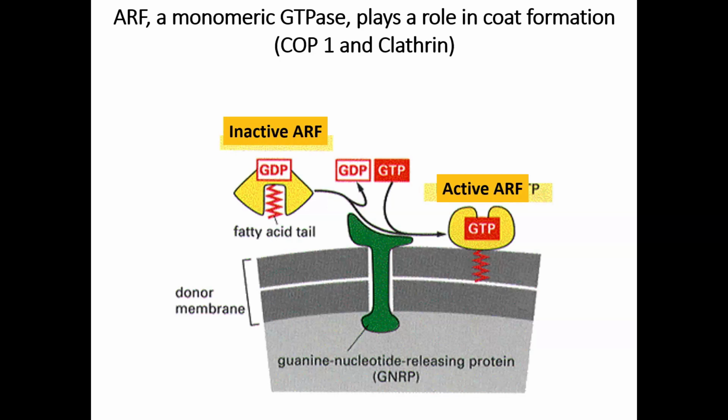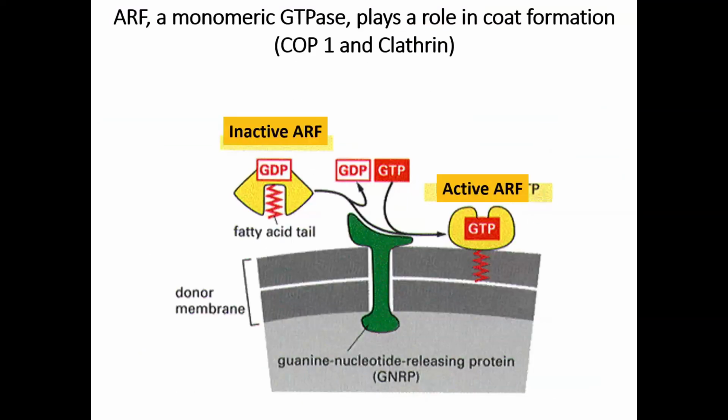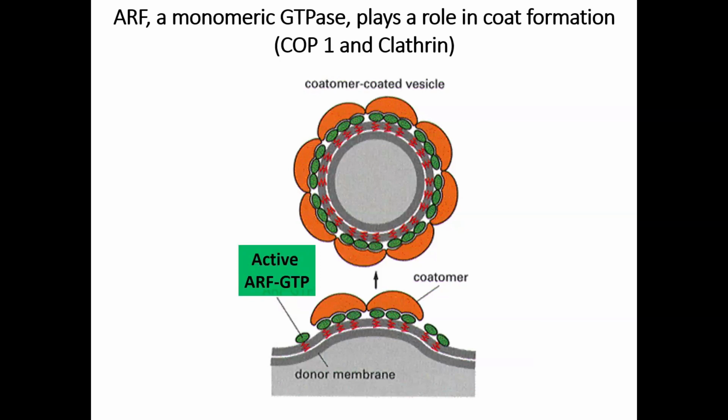And then on this scaffold, this is the anchor, and now on this scaffold, the other coat proteins assemble, which are the COP1 and the Clathrin proteins that we have seen right here in this chart. So the COP1 coatomer containing 7 different COP subunits, or Clathrin with AP1, AP2, AP3 complexes, depending upon where they are, can assemble on there. And these are all your adapter proteins. Remember that those are specific as well. So we talked about how adapter proteins work. So this is essentially the mechanism, and this shows how it happens.